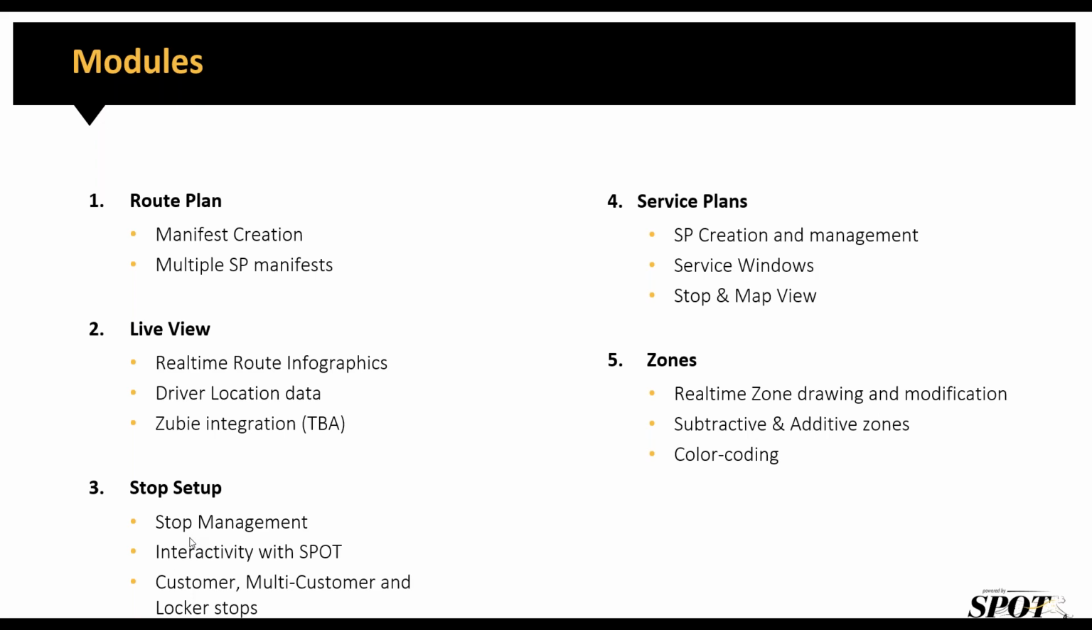John Doe, that will look for a customer account in Spot that has that name, so that you can then use that address that the account possesses to be able to place them in the appropriate service plan based on the route delivery zones. You can add the 3 types of stops from here as well. The customer, multi-customer, and locker stops are all available from the Stop Setup tool.